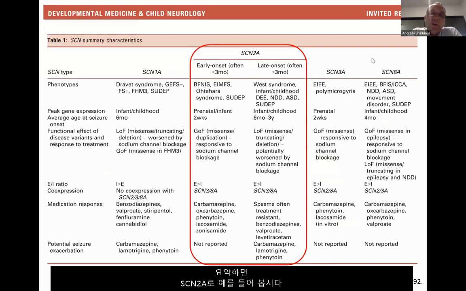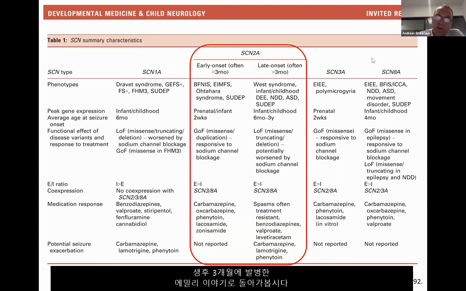And when you summarize this, looking for example at SCN2A, if you have patients presenting with early onset, often before 3 months, that presents with gain of function, and you would treat patients like that with sodium channel blockers. And if you present after 3 months, you have different seizure types, you have a loss of function, and often you wouldn't want to give sodium channel blockers.